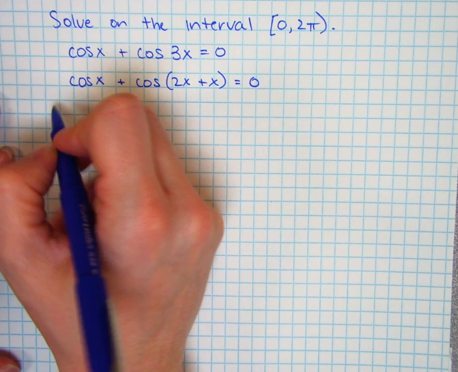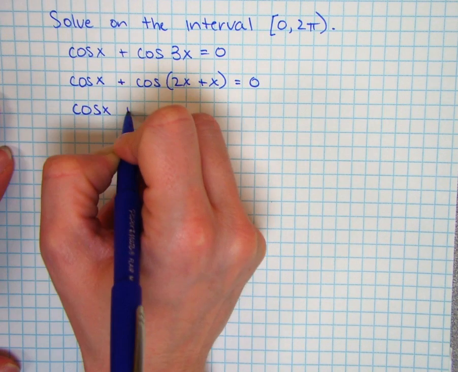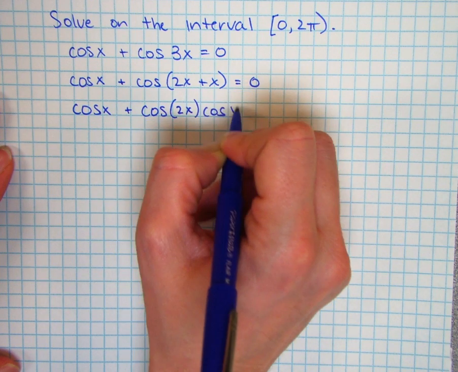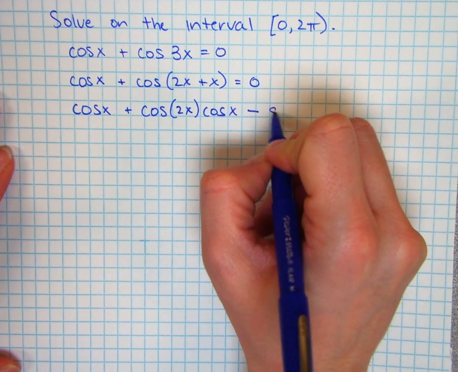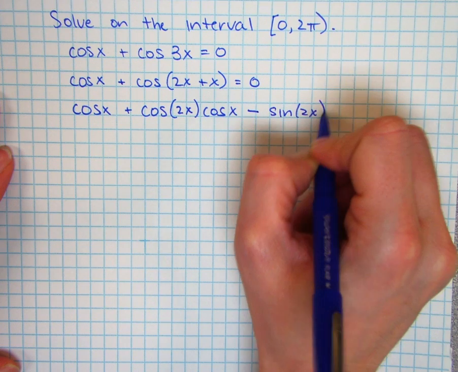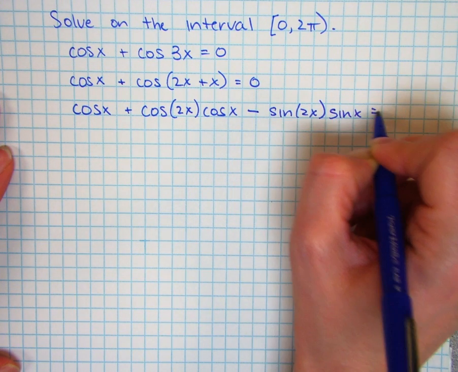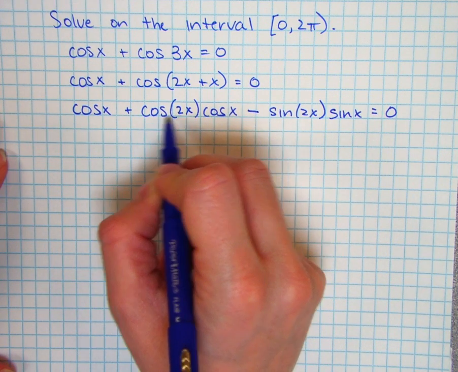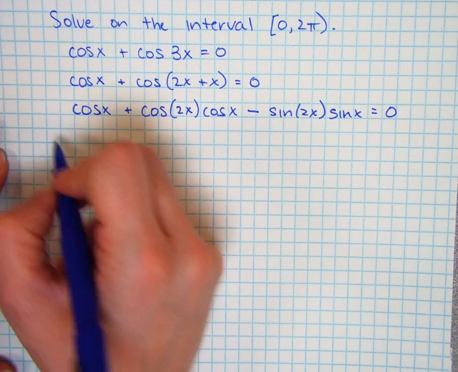cosine, flip, sine, sine. So when we rewrite this, we have cosine of 2x times cosine of x minus, that's the flip, sine of 2x times sine of x. And here we still need to expand cosine of 2x and sine of 2x.